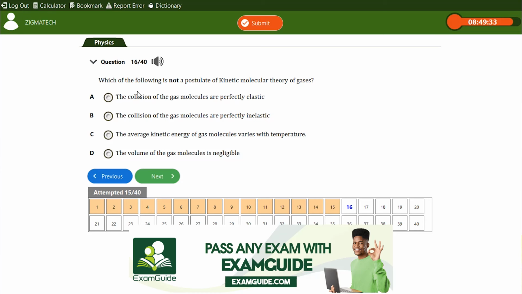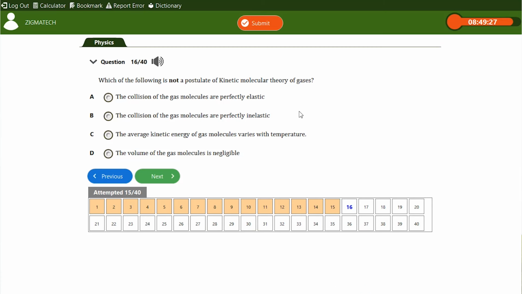According to molecular kinetic theory, the options there are: A, the collision of the gas molecules are perfectly elastic. B, the collision of the gas molecules are perfectly inelastic. Option C said the average kinetic energy of the gas varies with temperature. And then option D, the volume of the gas molecule.